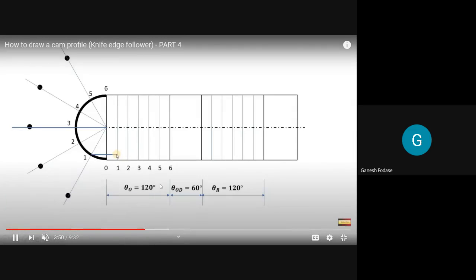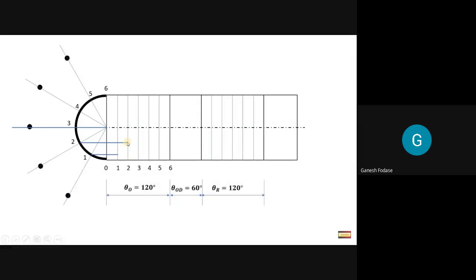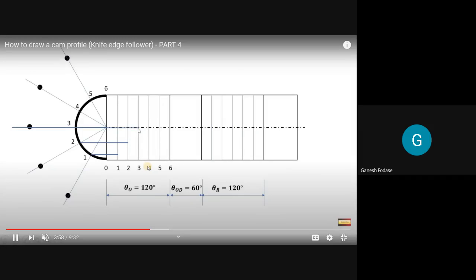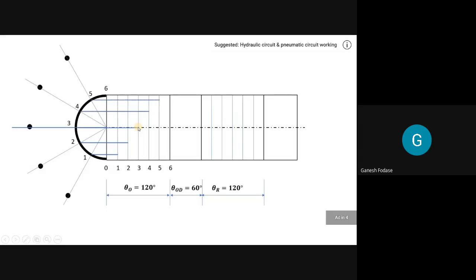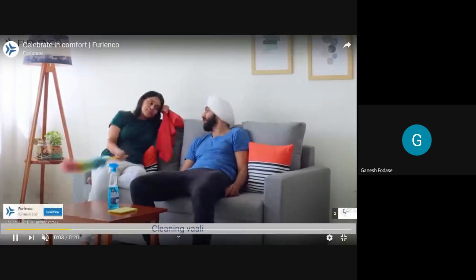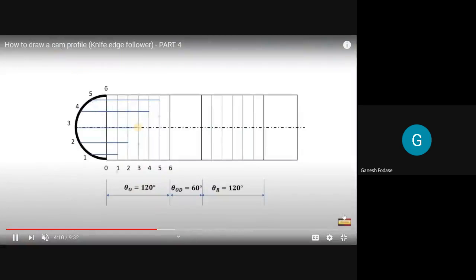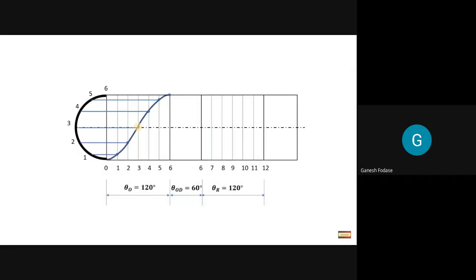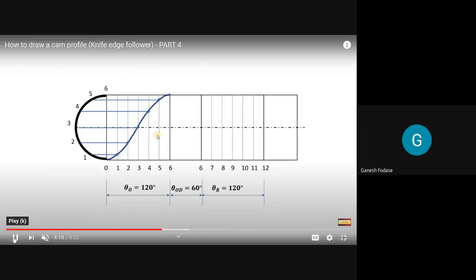Now you can observe it. The projection through 2, through 3, up to here, then up to 4, this vertical line. Next, through 4, 5, and finally 6. Now get these points by these projections, and now join these points by a smooth curve. We get the displacement curve for SHM. Is it clear?